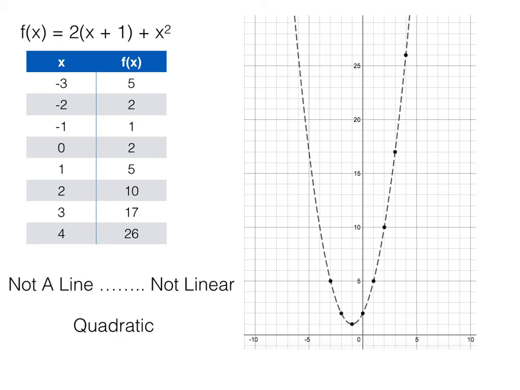This is not linear. In fact, it's quadratic. That's a parabola. Some of you may have already known that. Some of you may not have. That's okay. We'll get there. The whole point that we want to get across here is just that it's not linear. Let's look at another example.